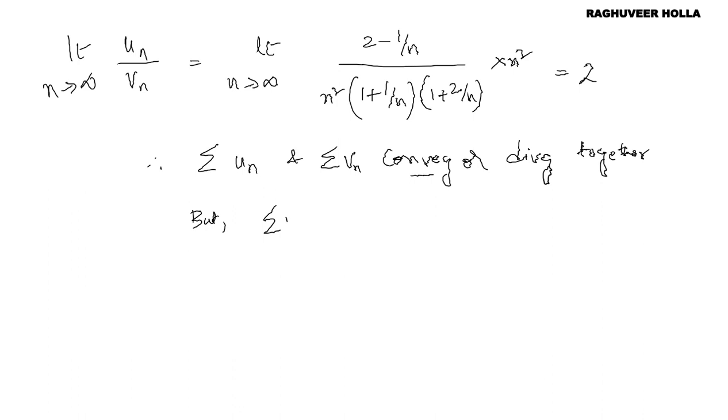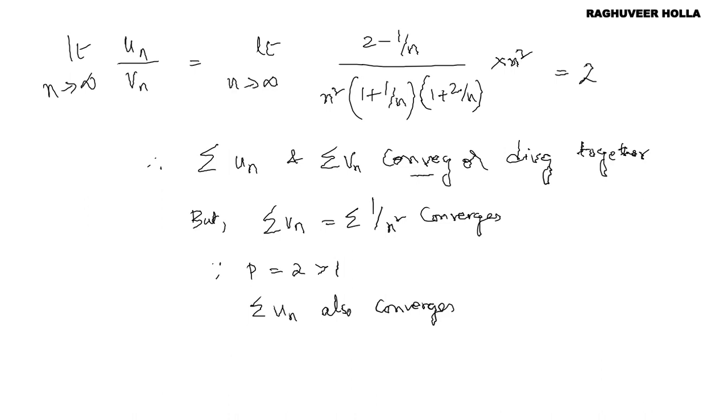But summation of Vn is equal to summation of 1 by n square, which converges. And since p is equal to 2, greater than 1, summation of un also converges.